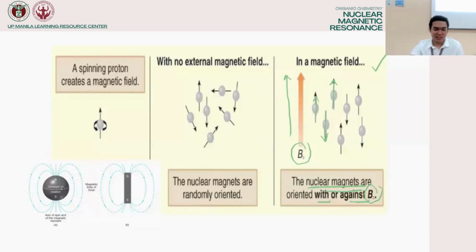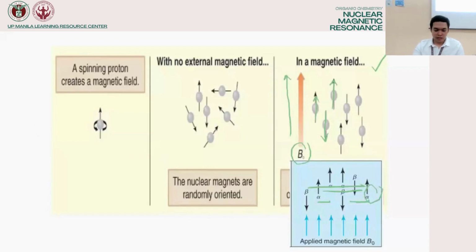This is what happens when it spins, these are the magnetic field lines. And those are what we call the alpha or beta states. For example, if your nucleus is in line with the applied magnetic field, in the direction of the magnetic field, it's in the alpha spin state. So just remember alpha.